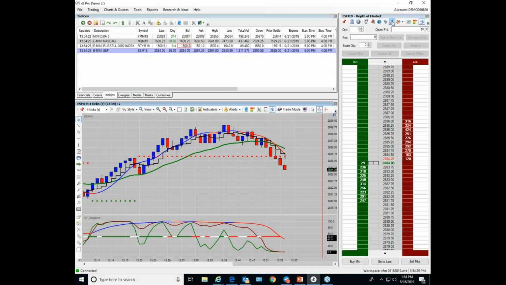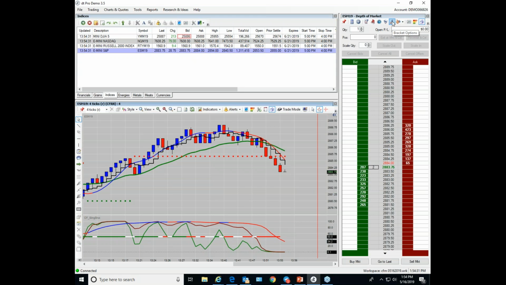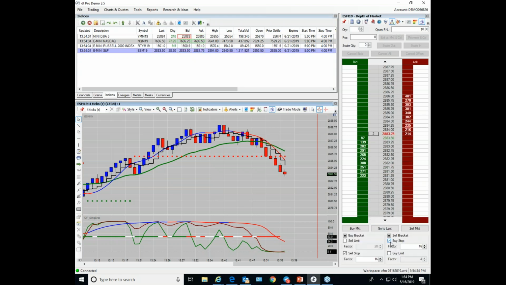Let me push another button here and show you how this is done. So building the bracket, buy stop, sell stop. The key is once you've checked those boxes, right click, factor in ticks, make that 16 look like an 8. What that's going to do is automatically put the stop loss in as soon as we get in. So that's one less push button you have to push.